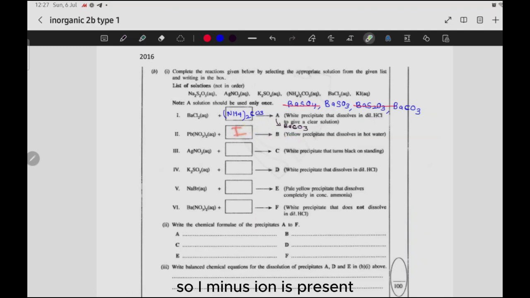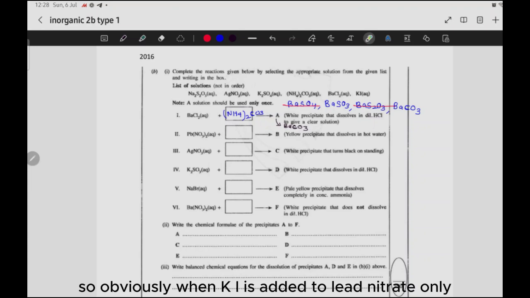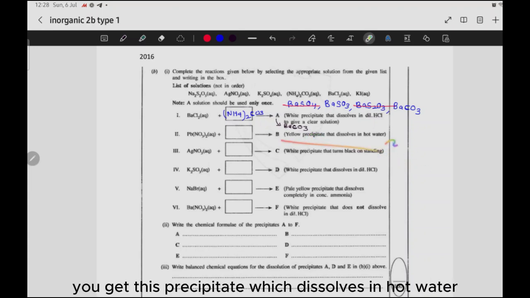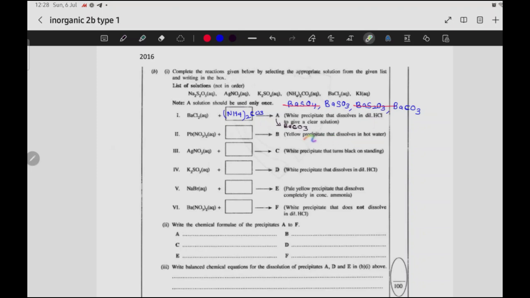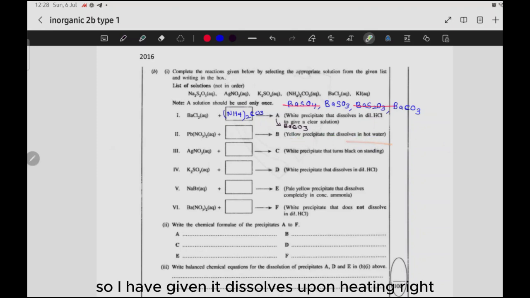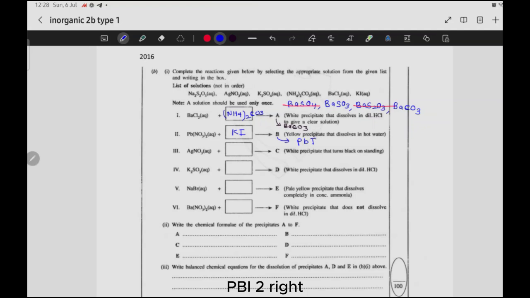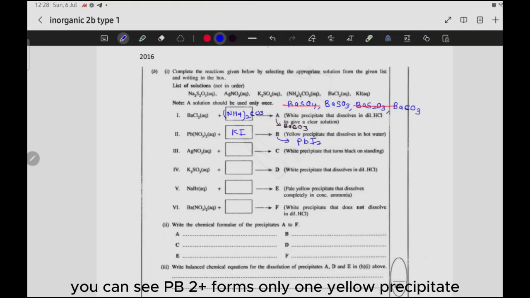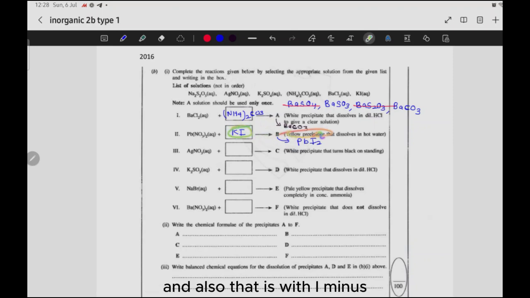So I- ion is present. When you look at this list, you can see I- is present only in KI. So obviously when KI is added to lead nitrate, you get this precipitate which dissolves in hot water. I have given that it dissolves upon heating, right? So hot water is also a heated one, so it definitely dissolves. So KI is the B part. And what is the precipitate? PbI2, right? Very easy. When you go through the note, you can see Pb2+ forms only one yellow precipitate, and that is with I-.